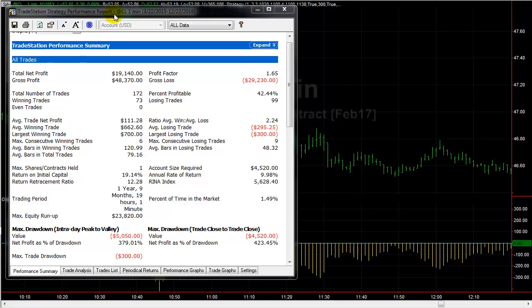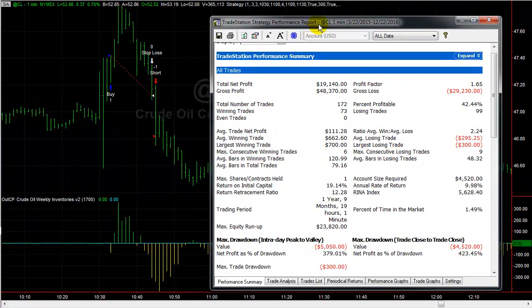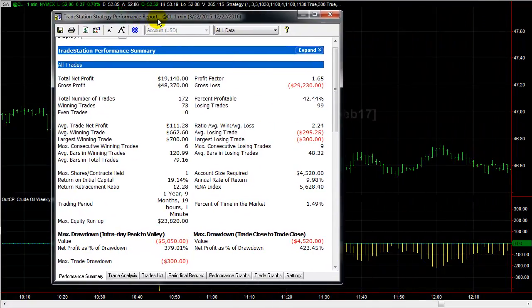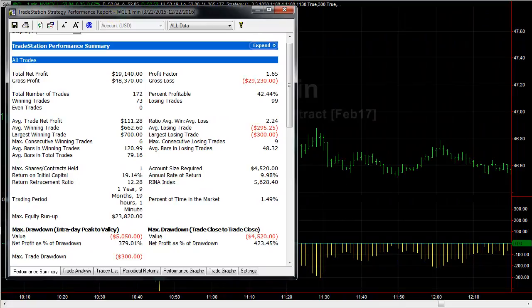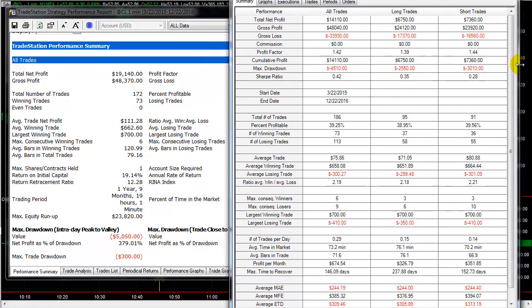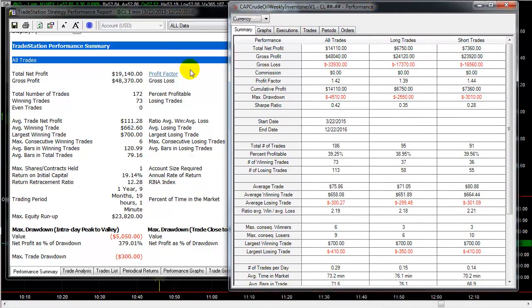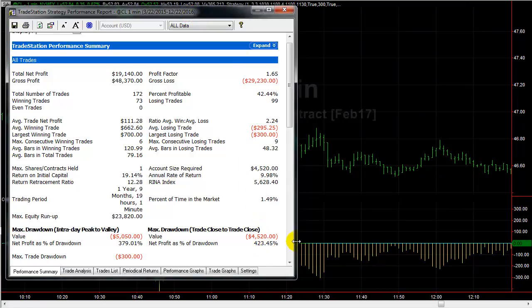I spend a lot of time trying to match performance reports between trading platforms such as TradeStation and NinjaTrader. You see, we're taking a look at Crude Oil Weekly Inventories, and here is the report from NinjaTrader and the report from TradeStation over the same time frame. You see about a $5,000 difference. And then total net profit, the drawdown is 45.10 here, and at TradeStation it is 45.20. It's based on the closed trade drawdown in NinjaTrader.